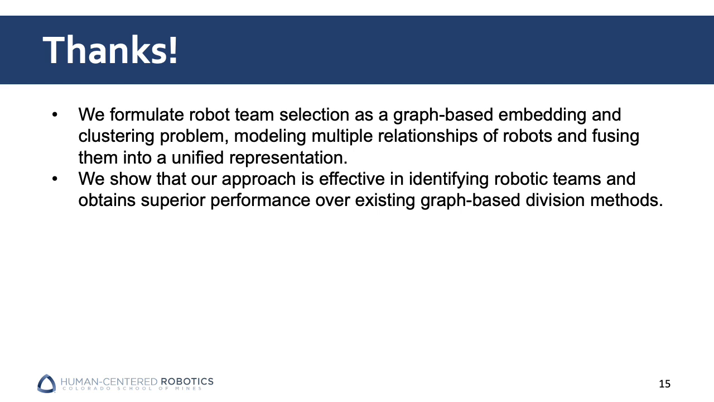In conclusion, we formulate robot team selection as a graph-based embedding and clustering problem, where we can model multiple relationships that define a multi-robot system and fuse them into a unified representation that we can then cut into effective teams. These effective teams can then accomplish tasks over a large area or just simultaneously. We show that our approach is effective in identifying robot teams on both expert-defined existing formations and large simulated swarms, obtaining superior performance over existing graph-based division methods.